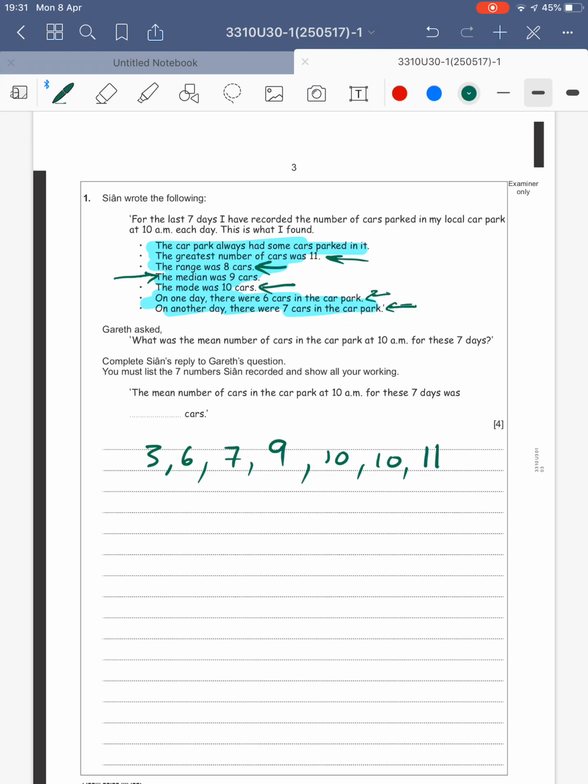Okay, then I actually asked you to work out the mean. Well, to get the mean, you have to divide the total by the number of days. So we need to add up those numbers there. So 3 plus 6 is 9, plus 7 is 16, plus 9 is 25, 35, 45, and that comes to 56. And we divide by the number of days, which is 7, and 56 divided by 7 gives me 8. So on average, there's 8 cars in the car park each day.